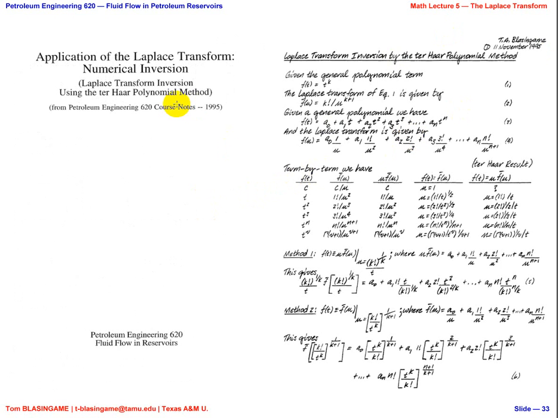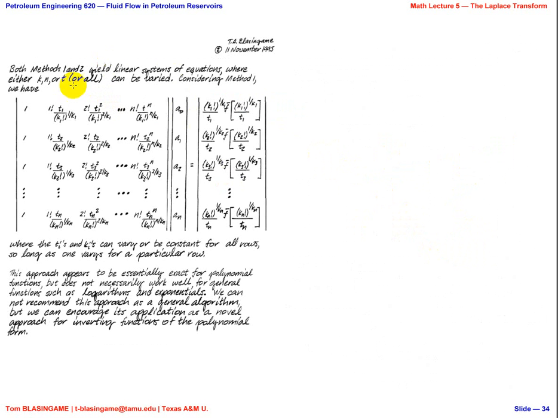So, another method, well, this is for Laplace transform inversion, which is to express the Laplace transform as a polynomial, and then after a lot of mathematical manipulation, you set up a system of equations such that you determine the coefficients of the polynomial. Which one is this?